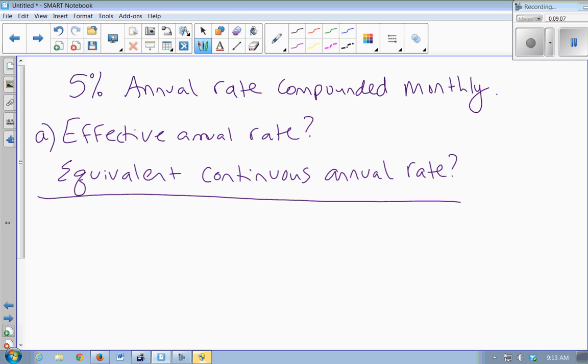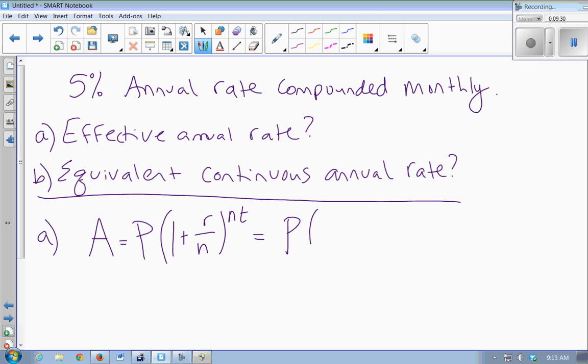Okay, so we'll start with part A. If I have a 5% annual rate compounded monthly, my formula for compounding n times per year is A equals P times 1 plus r over n to the nt. So in our case, we have P times 1 plus 0.05 over 12 to the 12t.